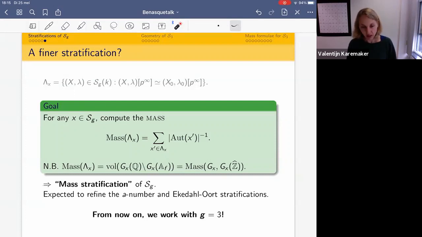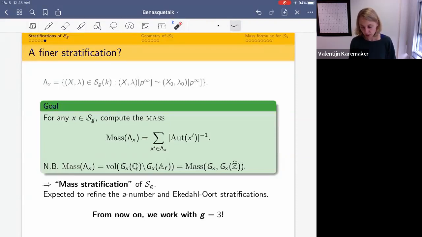And oh, I see a question in the chat about the third expression. Yes, so that is a notation that's sometimes used for an arithmetic mass of a group with respect to a certain open compact subgroup. So this is the open compact subgroup with respect to which you compute this mass. It's just in case you are familiar more with this notation. Thanks for the question.